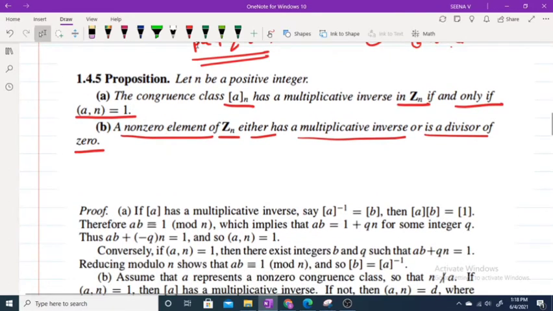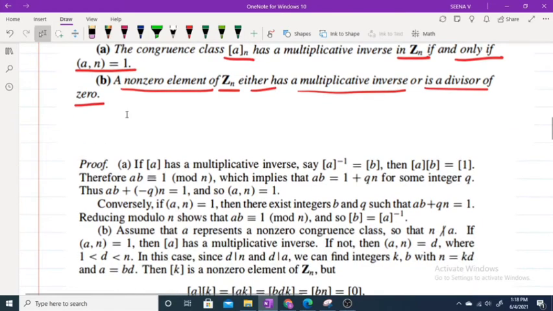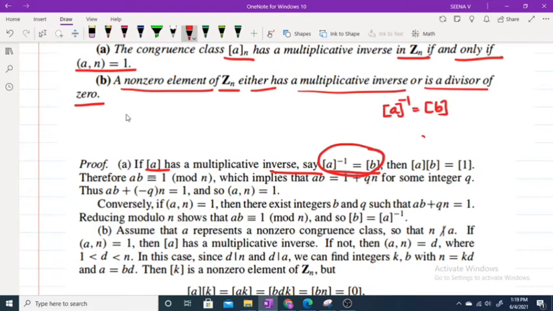First, what do we have to prove? We have to assume that the congruence class of a has a multiplicative inverse and we have to prove GCD of a and n is 1. That is, a is relatively prime to n. So first we assume that this has a multiplicative inverse, and let this inverse be b. What is the meaning of that? By definition, the inverse of a equal to b means ab equal to 1.